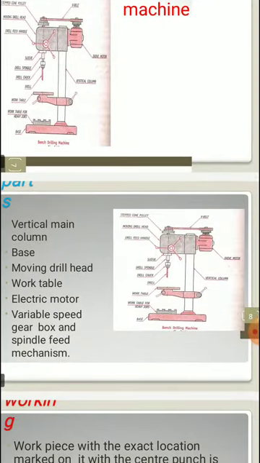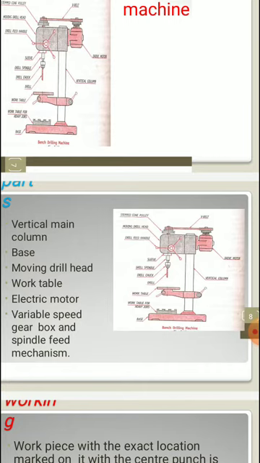What are its parts? As discussed in our earlier slide, the vertical main column is shown in the figure. The next thing is the base, and then the moving drill head. We can slide the drill head up or down through the vertical column according to the requirement. Then there is a work table, which is also provided for doing operations on the particular jobs.